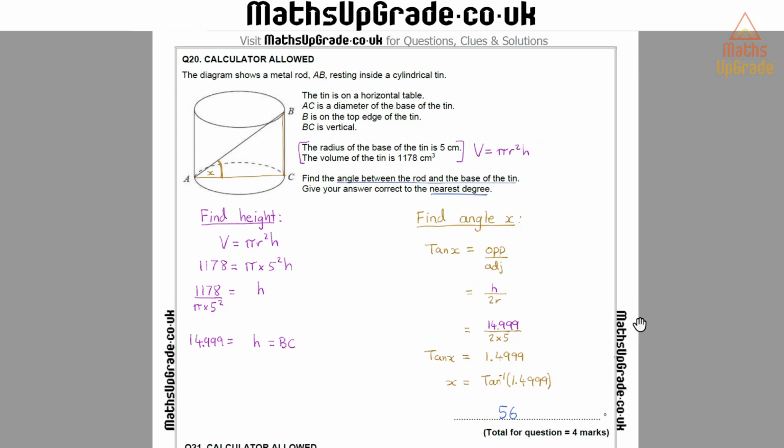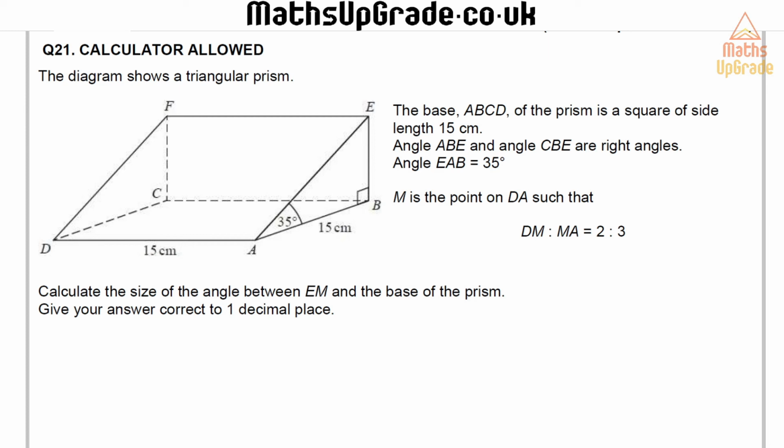Question 21. I'm given a triangular prism. The base of the prism is a square of side length 15. Angles ABE and CBE are both right angles. Angle EAB is 35 degrees. M is a point on DA such that DM to MA is 2 to 3. Calculate the size of the angle between EM and the base of the prism. Give your answer correct to one decimal place.